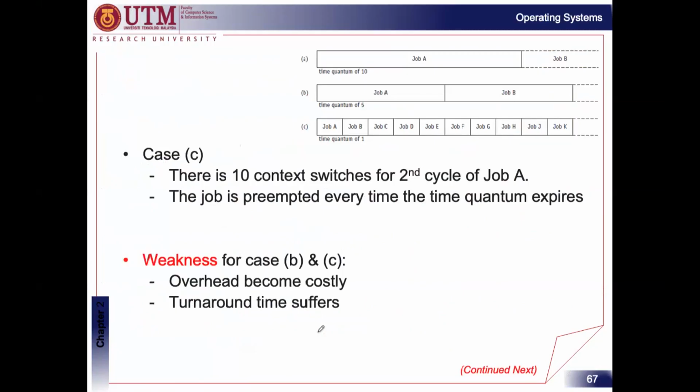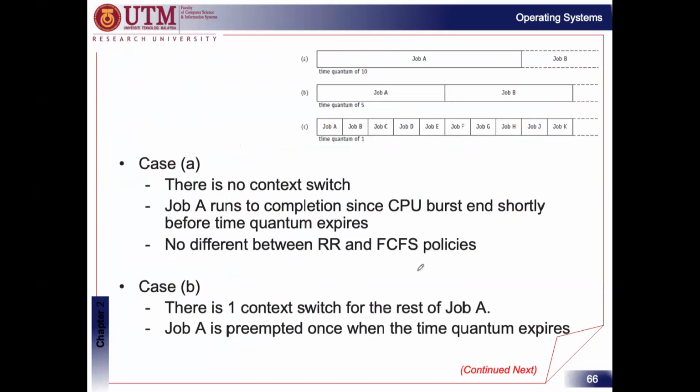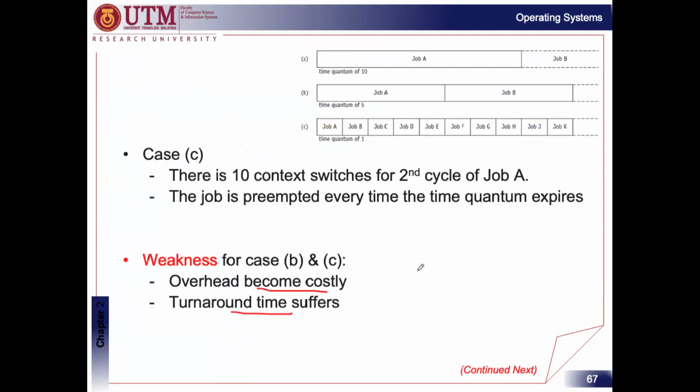Finally, overhead becomes costly and turnaround time suffers because of that scenario. What's the scenario? Based on the case. That's why there are case A, case B, and case C, which are different. You can see job A, how long it is, and the time quantum also will reflect the result. All right, please check that.